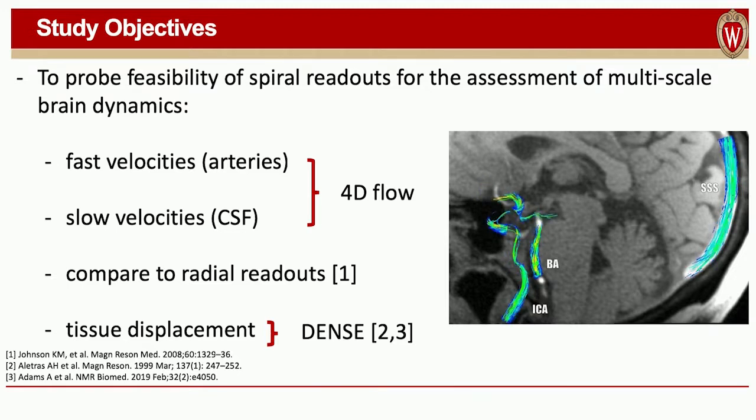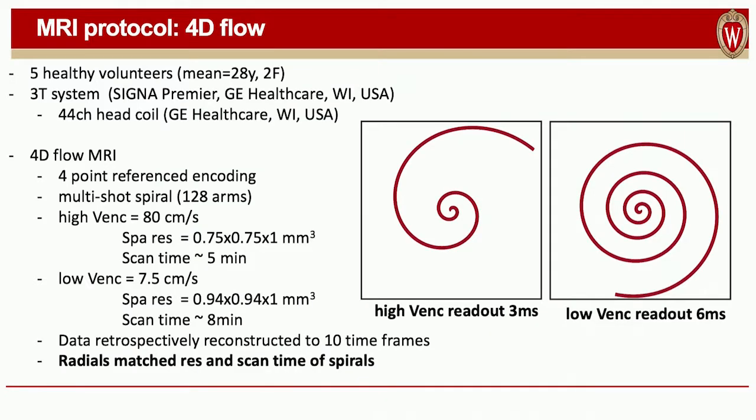So our study objectives were to probe the feasibility of using spiral readouts for the assessment of multi-scale brain dynamics. For fast and slow velocities we use 4D flow, and we then compare with a radial readout. To assess tissue displacement we use displacement encoding with stimulated echoes. We had 5 participants. They were scanned on a 3 Tesla system, and here you can see some of the scan parameters that were used for the 4D flow MRI acquisition. The images were retrospectively reconstructed into 10 time frames, and the radial scans matched the resolution and the scan time of the spiral scans. And in the images, you see some examples of the sampling trajectories for the spirals.